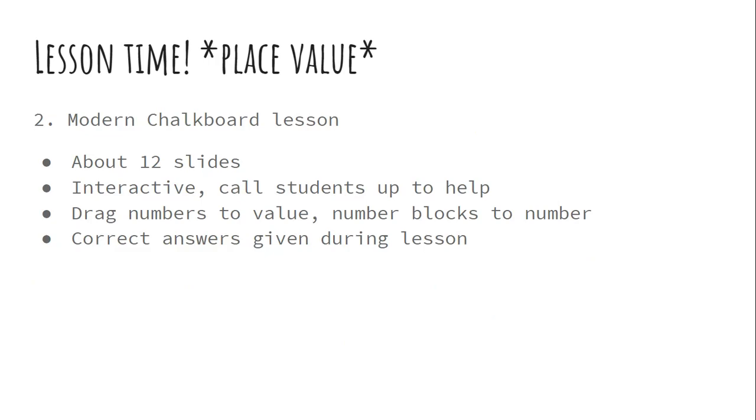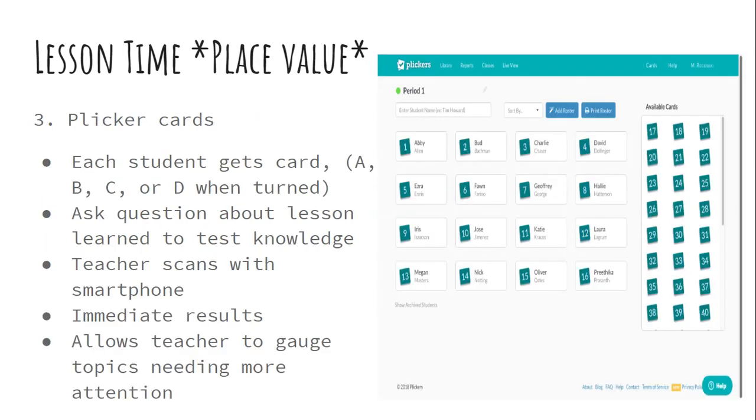So the second thing that the teacher will do is the modern chalkboard lesson. Each lesson is about 12 slides, depending on which one you choose, and for the place value one, it is about 12. The students can come up to the board and drag things to the correct number. So it's very interactive. They can drag the numbers to the value, or they can drag number blocks to the digit, and the correct answers are also given on the board during the lesson, so the students can just click it and see if they did it right or wrong.